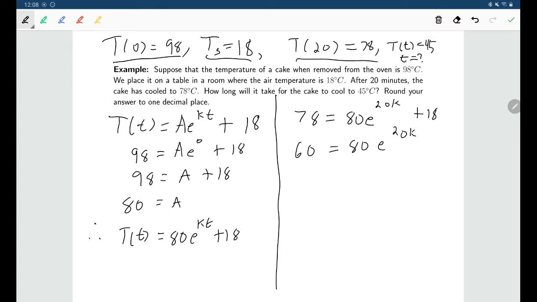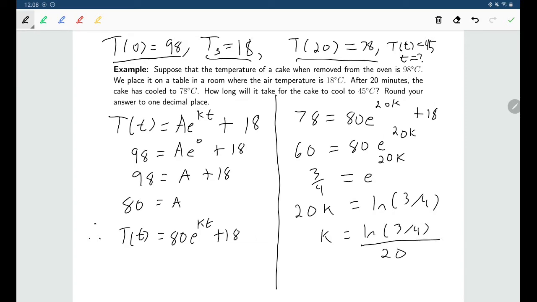I'm going to isolate that exponential expression, so I've got to divide by 80 next. 60 divided by 80 is the same thing as 60 over 80, which is 3/4. And now I'll rewrite this as a log. Natural log of 3/4 equals 20k, or k is natural log of 3/4 divided by 20. So there we go. We've got our constant for our model.